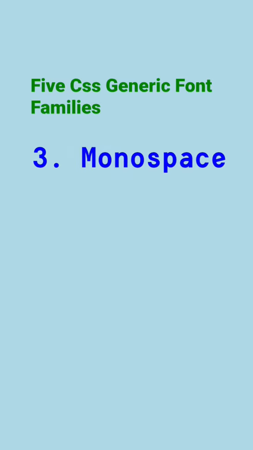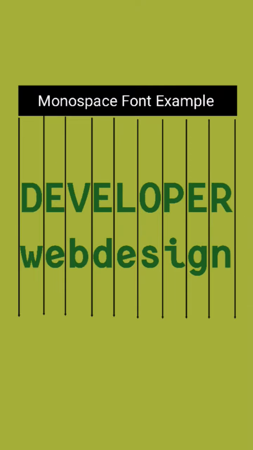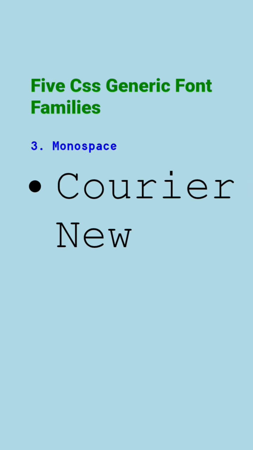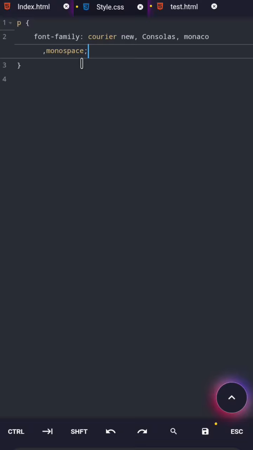Next, we have monospace. In monospace fonts, every character takes the same width. This family is mainly used for code, programming tutorials, and technical content. Because all letters line up perfectly, code becomes easier to read. Fonts like Courier New, Consolas, and Monaco belong here. Using monospace tells the browser, give me a font where all characters line up evenly.